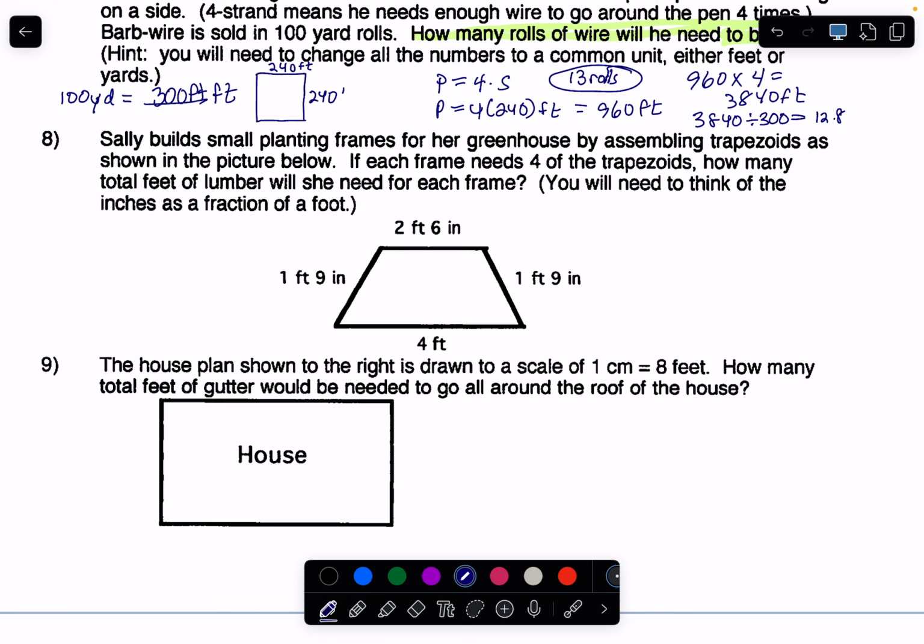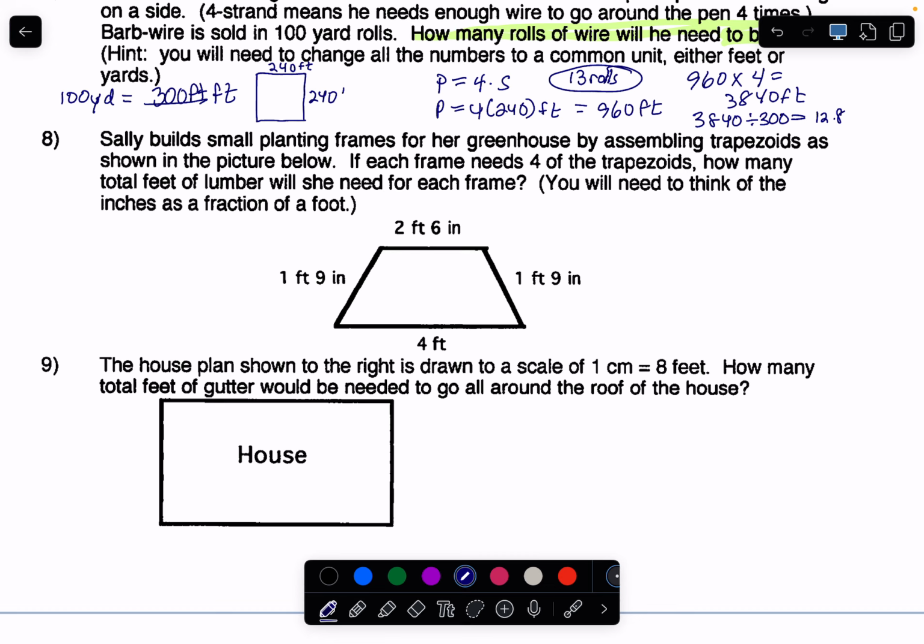So keep in mind, we're probably going to have to use that, the strangest of our formulas so far. But let's just read it first, because maybe they're not looking for area, maybe they're looking for perimeter, maybe they're looking for, let's see, okay? So Sally builds small planting frames for her greenhouse by assembling trapezoids as shown in the picture.